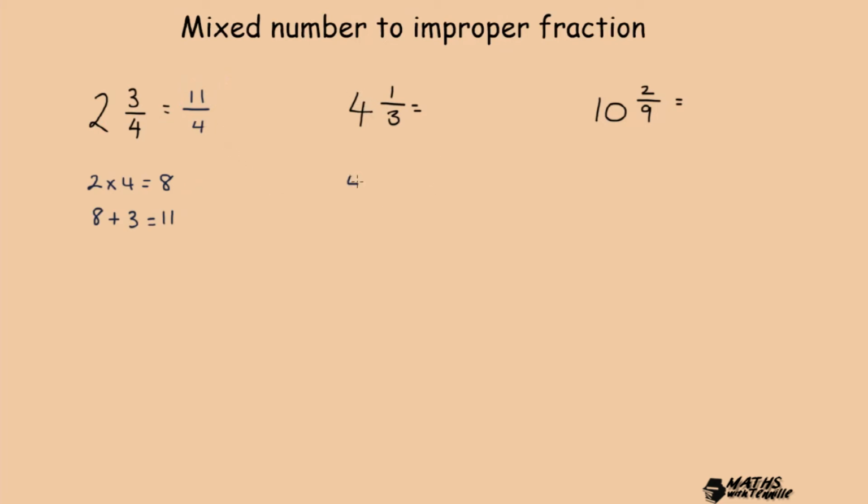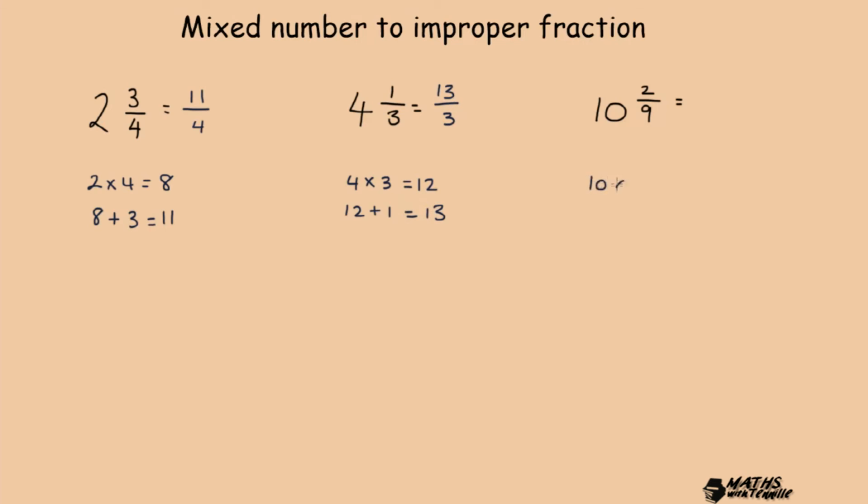4 whole pizzas, 3 slices each, that's 12 slices, and then we add that extra slice to the 12 and we have 13 slices in total, and our denominator remains the same.